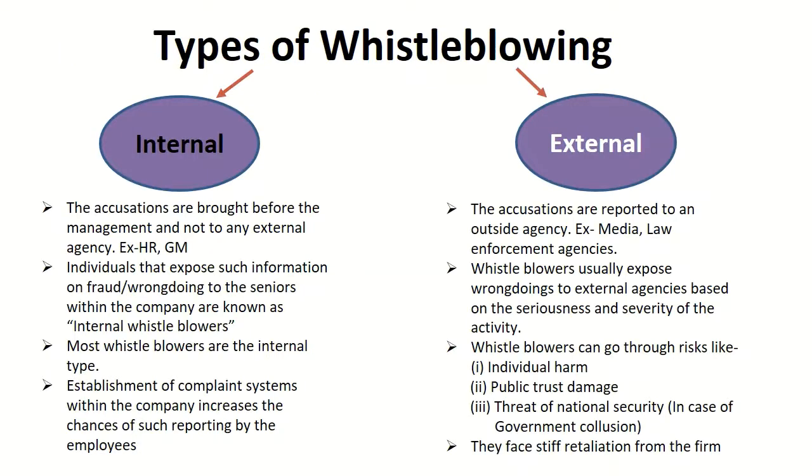Types of whistleblowing: internal and external. In internal whistleblowing, the accusations are brought before the management and not to any external agency. So the accusations can be brought to either the HR or the general manager. Individuals that expose such information on fraud or wrongdoings to the seniors within the company are known as internal whistleblowers.